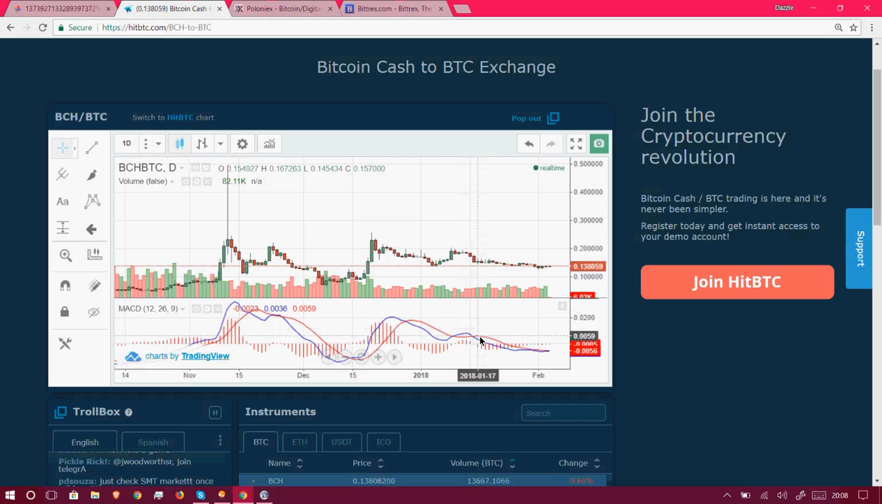Again, we see the crossover right here happening, but look at the little itty bitty lines. Look at the consolidation up here. I actually wouldn't take this one. I will not take this. So let's go look at another coin.